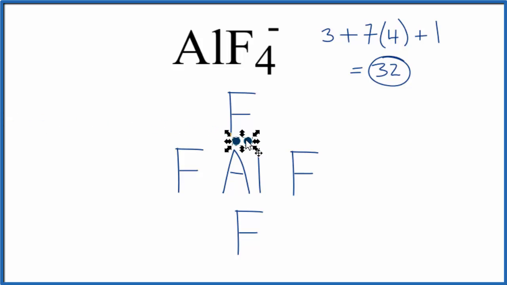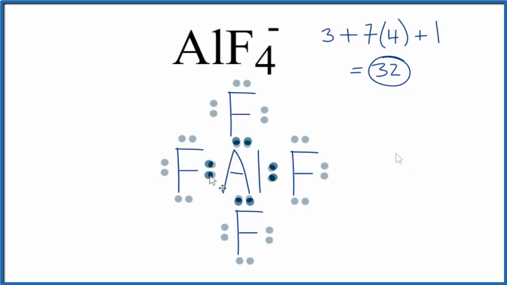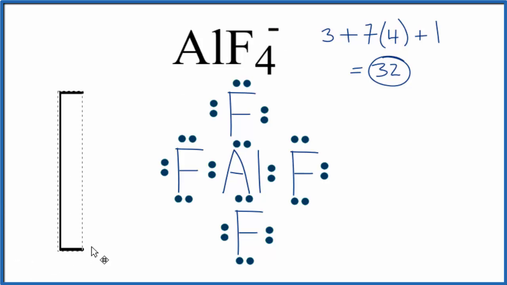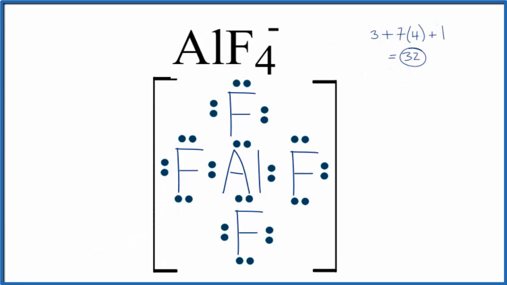We'll put a pair of electrons between atoms. That'll form the chemical bond. Then we'll complete the octets on each one of these atoms on the outside. So at this point, we've used all 32 valence electrons. Each fluorine has an octet. It has its 8 valence electrons. And the aluminum in the center, that also has 8 valence electrons. So this is the Lewis structure for AlF4-. Since it's an ion, we should put brackets around it and then put a negative sign out here.